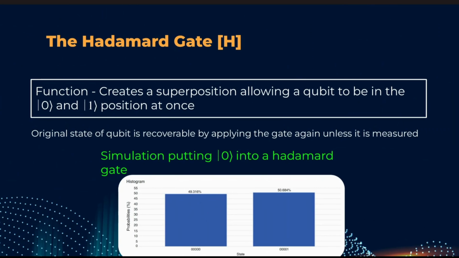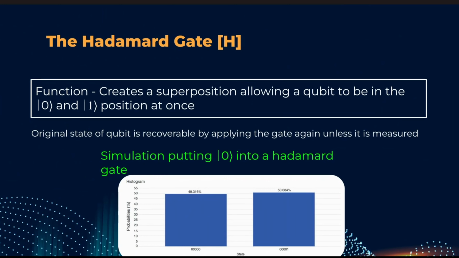Now let's talk about the Hadamard gate. The Hadamard gate is one of the most important gates in quantum computing. Its function is to create superposition, allowing the qubits to be in the 1 and 0 position all at once. Now, like the last video, we talked about classical computing, where the bit is either 0 or 1. With the Hadamard gate, we put that qubit in a state where it is both 0 and 1 at the same time, not randomly, but in a very controlled way.